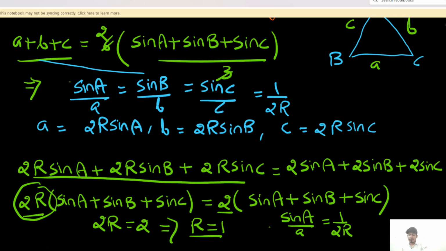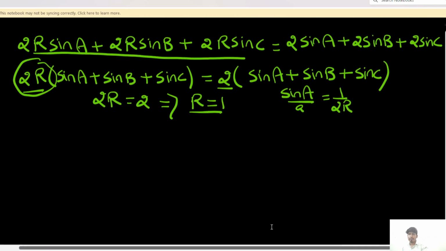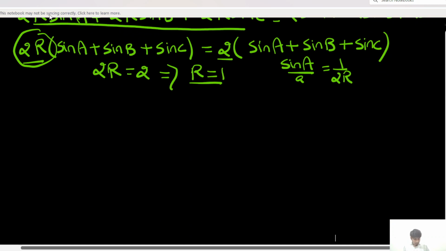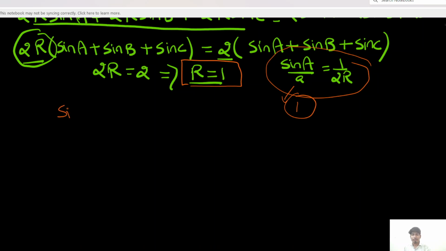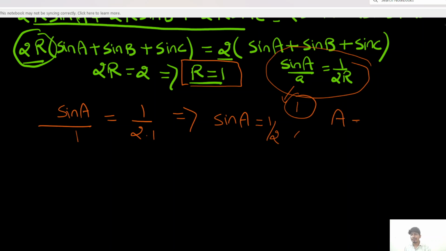Okay, then what we get? Sin of, we have to find the angle A. Okay, means this one we get, and all this here we get R is equal to 1 and given a is equal to also 1. Okay, then what we get? Sin A upon 1 is equal to 1 upon 2 into 1. Okay, means sin A is equal to 1 upon 2. Then we can clearly say that A is equal to 30 degree.